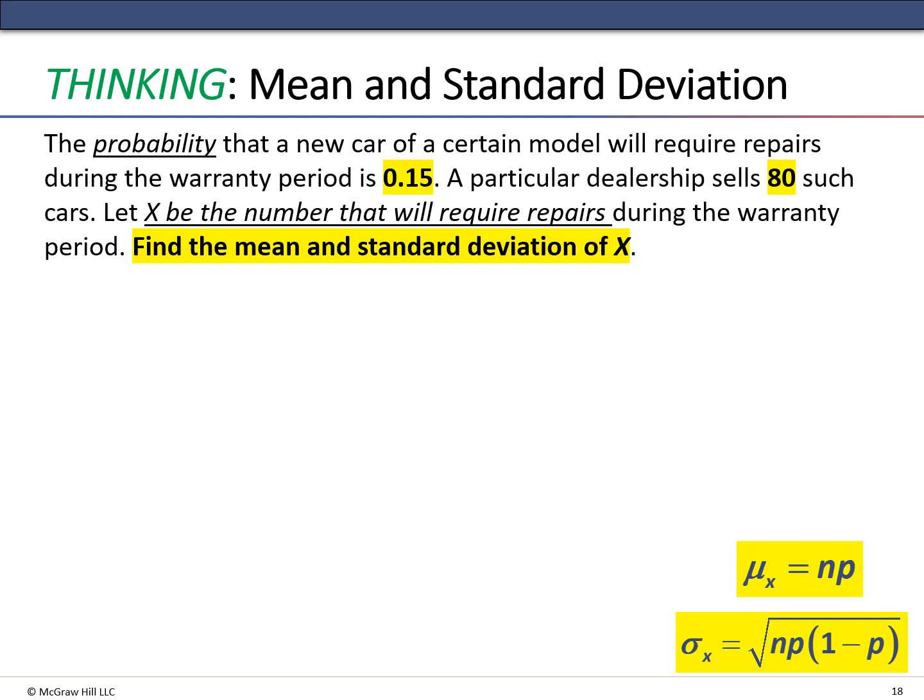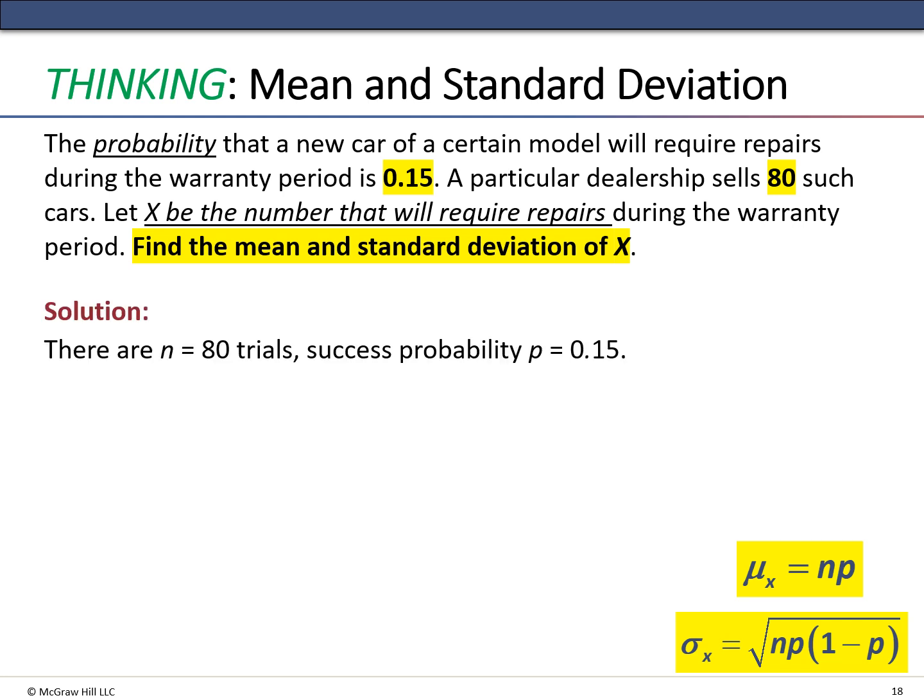The probability that a new car of a certain model will require repairs during the warranty period is 0.15. A particular dealership sells 80 such cars. Let x be the number that require repairs during the warranty period. Find the mean and standard deviation. Okay. Well, our probability is 0.15 and our sample size is 80.